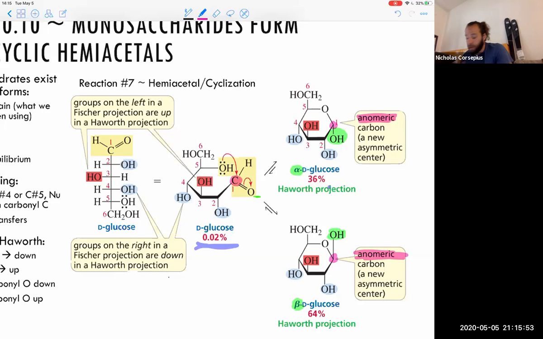And that's why we get these 2 different products, the alpha and the beta: I can't control the stereochemistry of where that oxygen is going to go. It's either going to be pointed down, which we call the alpha, or it's going to be pointed up, which we call the beta.